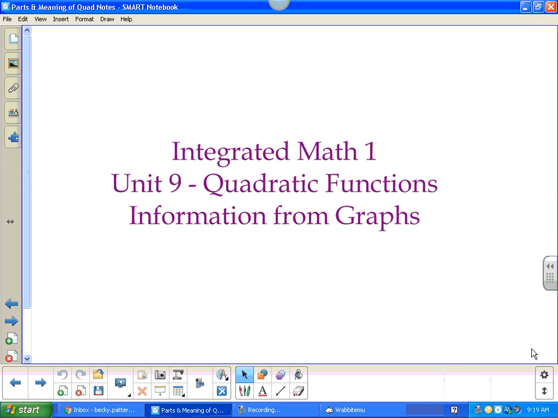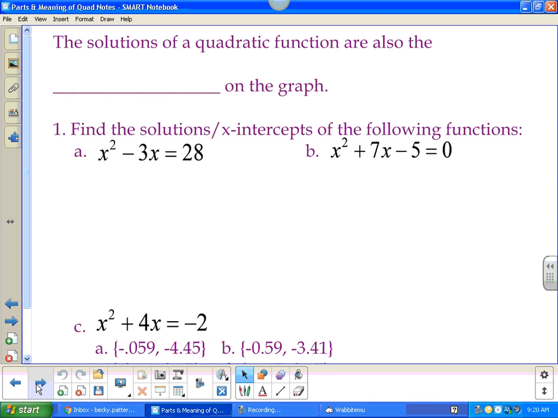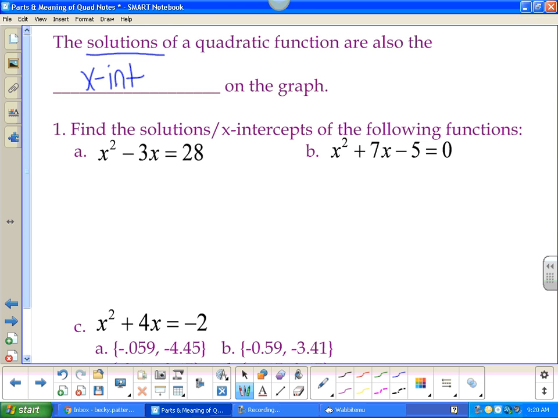So this lesson is on applications of quadratic functions. This is information that you can get from graphs and from tables. So the solutions of a quadratic function are also the blank on the graph. The solutions are the x-intercepts. It's where the graph crosses the x-axis.